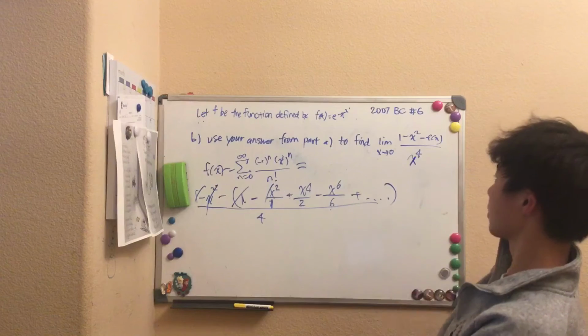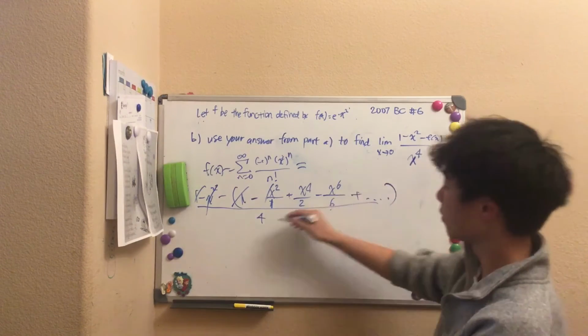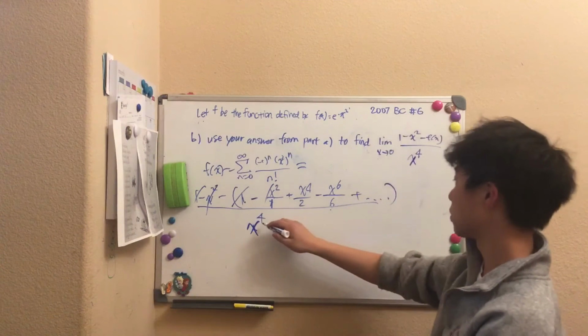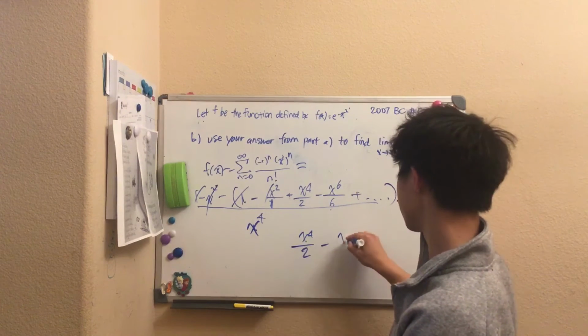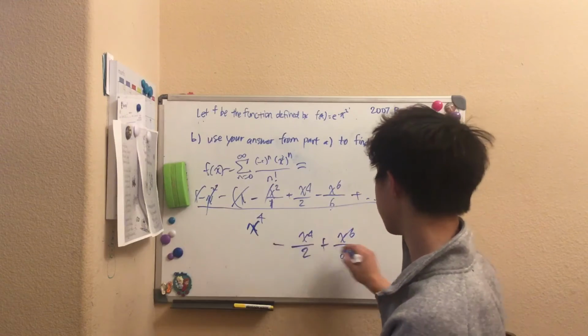Did I write this wrong? It should look like that: x to the power 4, not just 4 by itself. So that goes here as well. And what we have remaining is over 2 minus x over 6. Actually, this is a plus, and this is a minus, plus dot, dot, dot.